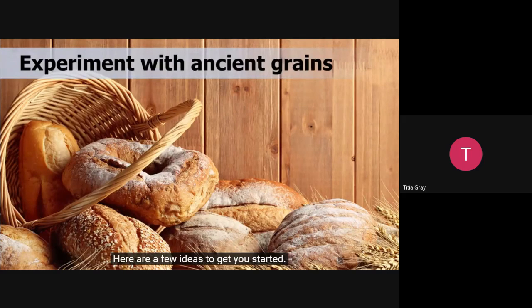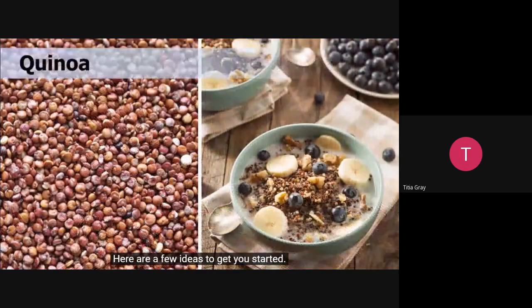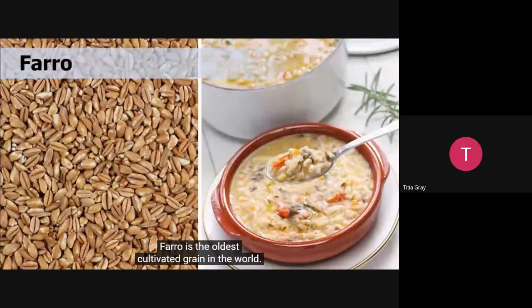Here are a few ideas to get you started. Quinoa is a great source of protein. It has a nutty, smoky flavor and can be used just like rice. It can be served hot or cold. Farro is the oldest cultivated grain in the world. It has a chewy, firm texture and can be used in soups and salads.